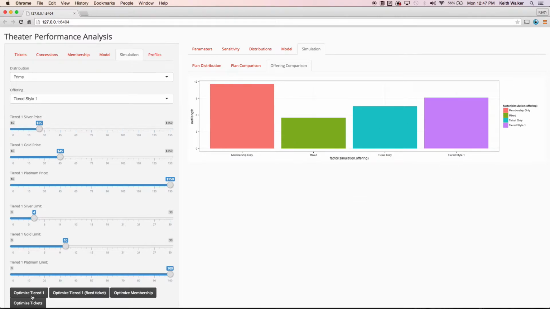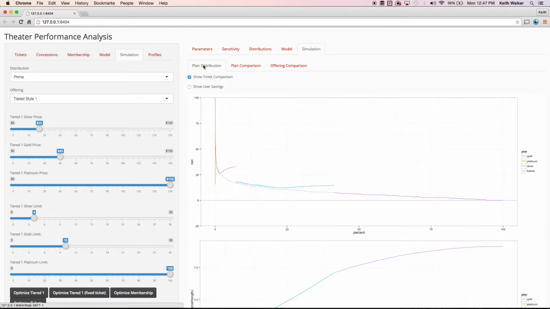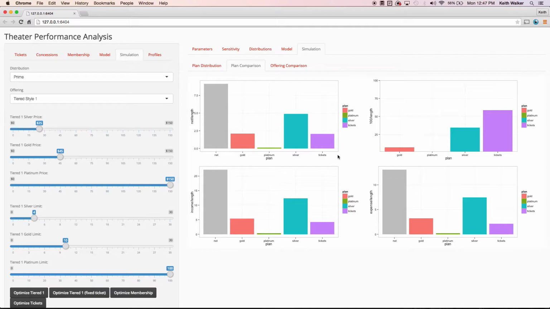So what we can do is actually, instead of sitting there and playing with all the parameters like I was just doing and trying to figure out, hey, what's the best, there's this plan comparison tab which says, okay, this is dollars. So this is how much money comes from people in the ticket plan and the silver plan and the gold plan and the platinum plan in total dollars, average dollars per person. And this is number of people. So this is what percentage. So we're seeing like 60% of the people are in tickets. We're seeing a little less than 40% in silver, gold, and almost no one in platinum.